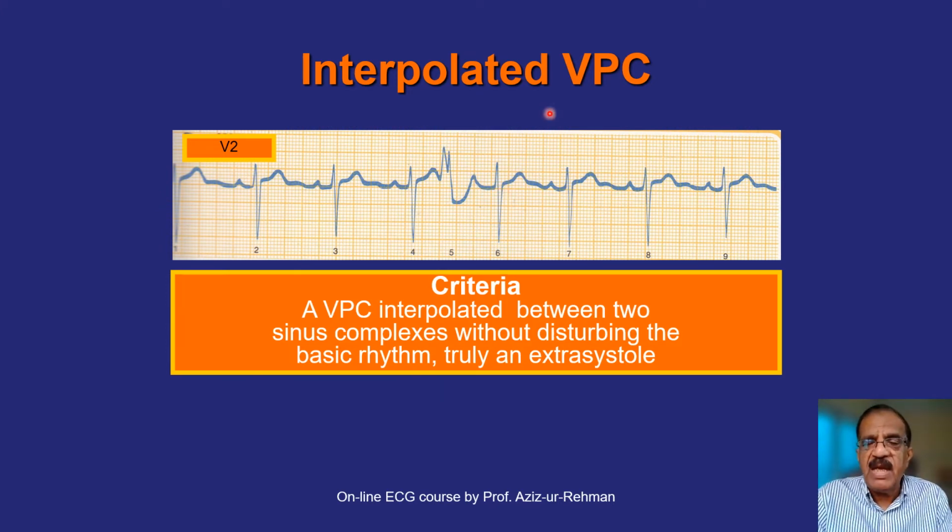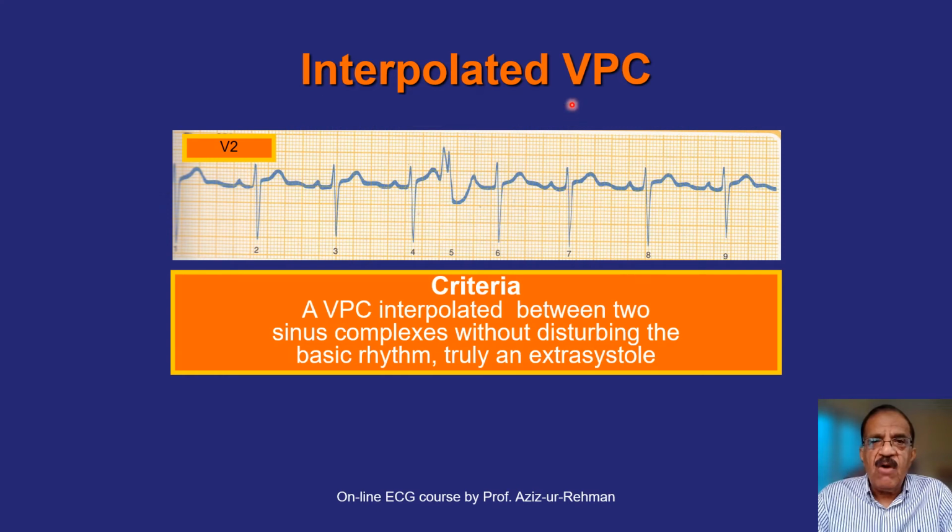Interpolated VPC, as the name says, is a ventricular premature contraction which interpolates between two sinus activities without disturbing the basic rhythm. So if the ventricular ectopic activity occurs at a time when the ventricles have recovered from the previous sinus depolarization, and by the time the next beat came, the ventricle had recovered from the refractoriness caused by the ectopic, then you would have interpolated VPCs. The significance is the same as the VPCs, but this is likely to come earlier. You see, this comes on the downslope of the T wave. This could be serious, and I'll explain to you shortly.